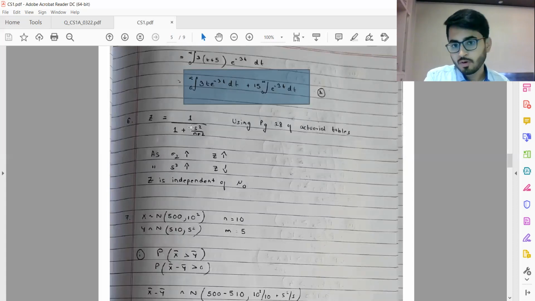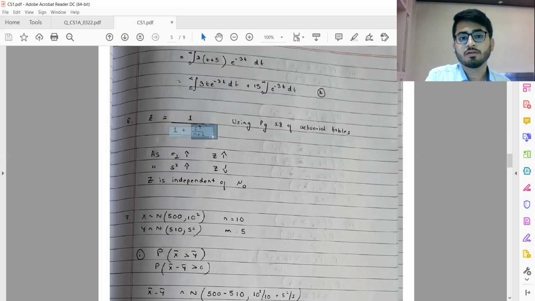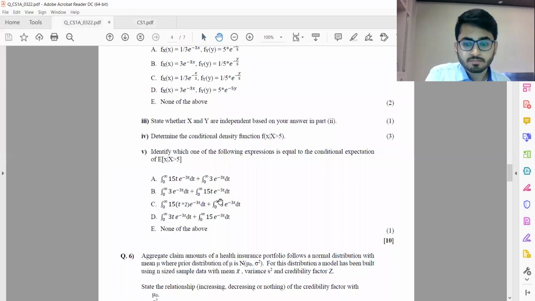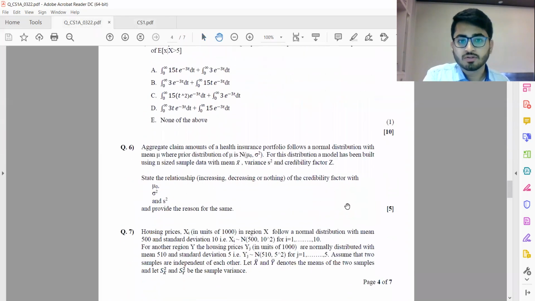Question 6, for a normal model, we have the formula of Z. So if sigma square increases, this denominator term increases, so this particular term decreases. Therefore, this entire denominator keeps on decreasing, so Z will keep on increasing. Note that it's of 4 marks if I'm not wrong. Question 6, it's of 5 marks over here.